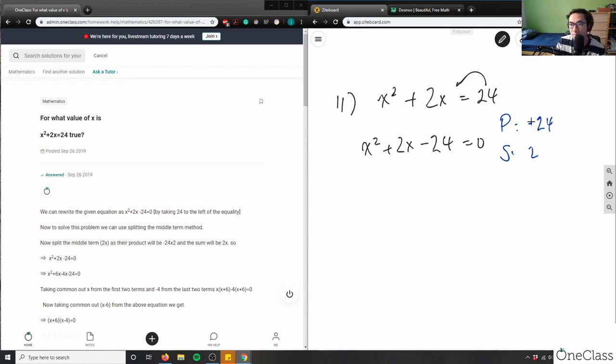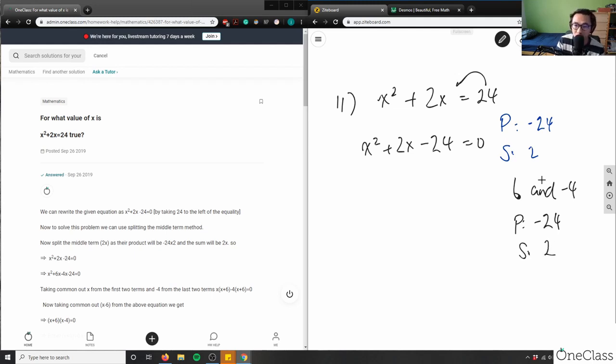So I have two numbers in my head now: 6 and negative 4. The product of these two numbers indeed equals negative 24, since 6 times negative 4 is negative 24, and they sum to 2. If I add 6 plus negative 4, it gives me 2. So I have these two numbers.